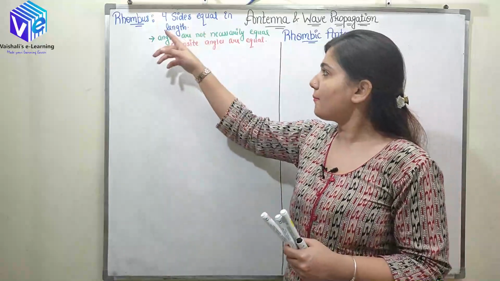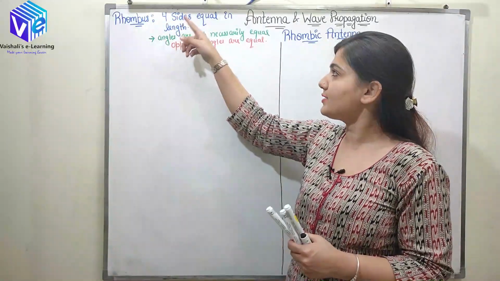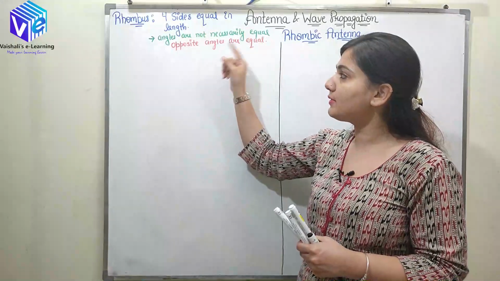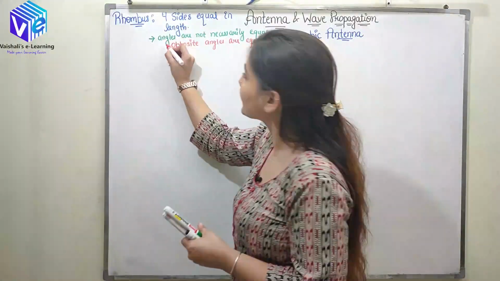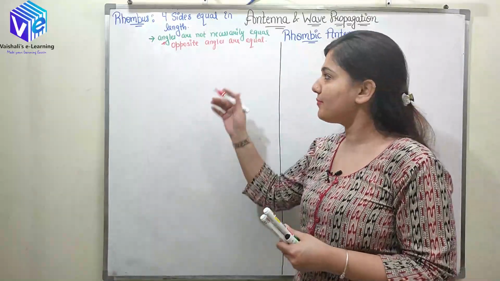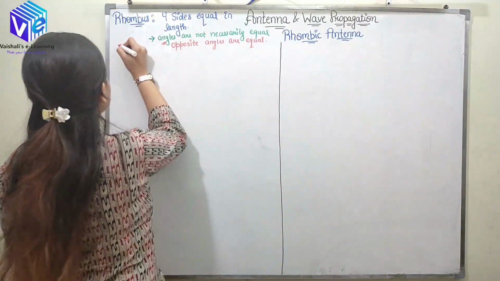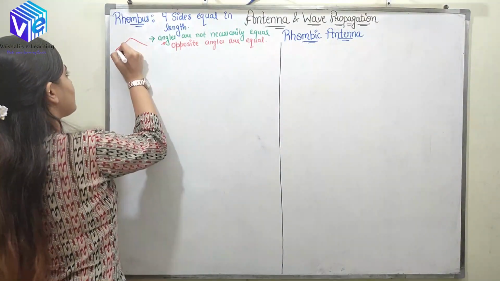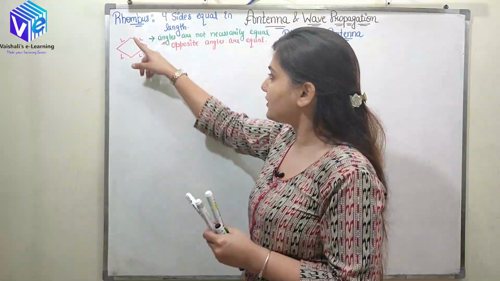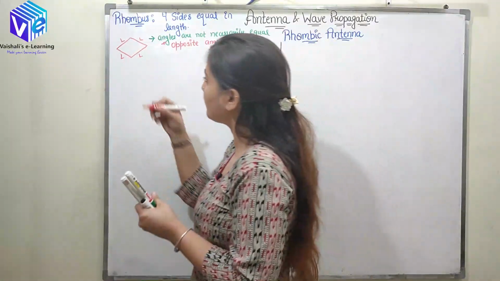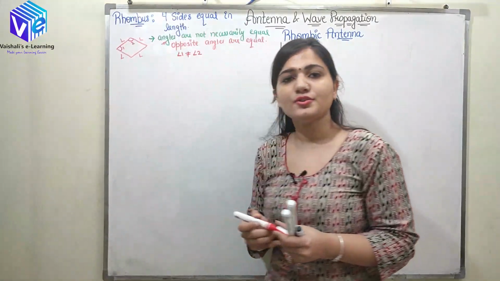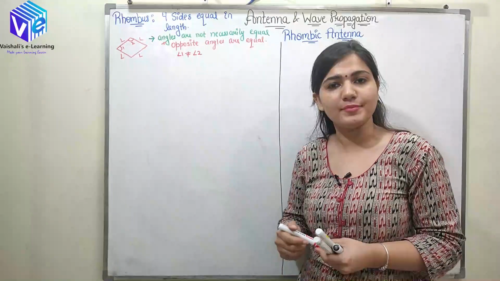So a rhombus is a structure which has four sides equal in length, and the angles are not necessarily equal, but the key point is that opposite angles are equal. I hope you can imagine the structure. The rhombus looks like this. All the sides are of length L. These are the four angles. Angle 1 is not equal to angle 2. So this is the property of a rhombus.